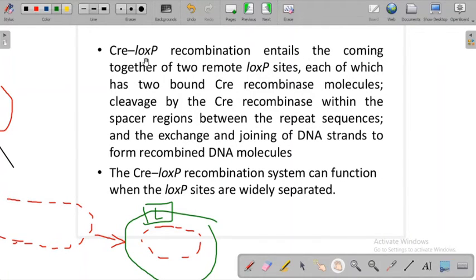So this Cre recombinase actually comes together at two remote LoxP sites, each of which has two bound Cre recombinase molecules. The cleavage by the Cre recombinase occurs within the spacer region between the repeat sequences, and then there is an exchange, joining the DNA strands to form the recombined DNA molecule. So this Cre-LoxP recombination system can function when the LoxP sites are widely separated.